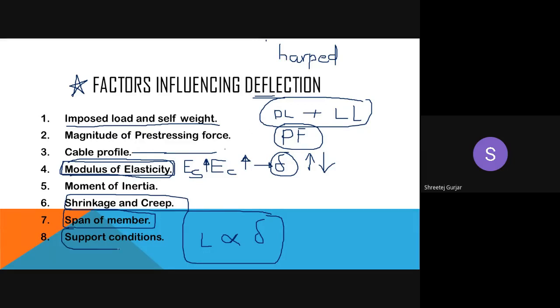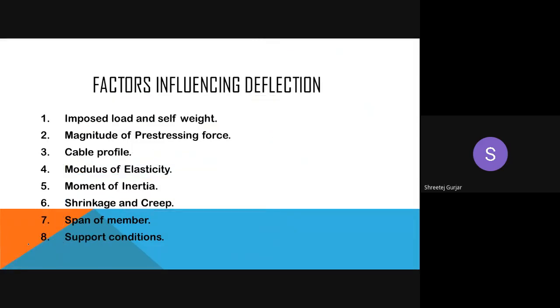Now support condition, whether your beam is fixed, whether a beam is simply supported or any other type of support, depending upon the support condition, your deflection will also vary. Okay, so remember this might be asked in your exam. List and explain the various factors which affect the deflection in a beam, particularly in a PSC beam. This is a very important question: you have to list and briefly explain all these factors, how they are related to deflection, whether they are directly related or indirectly related.